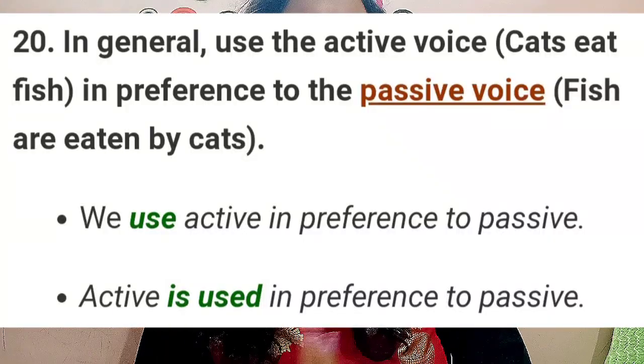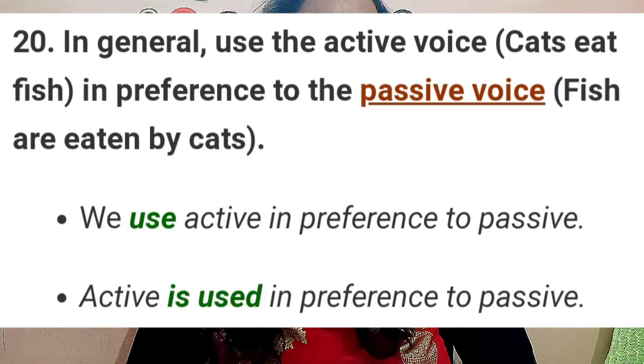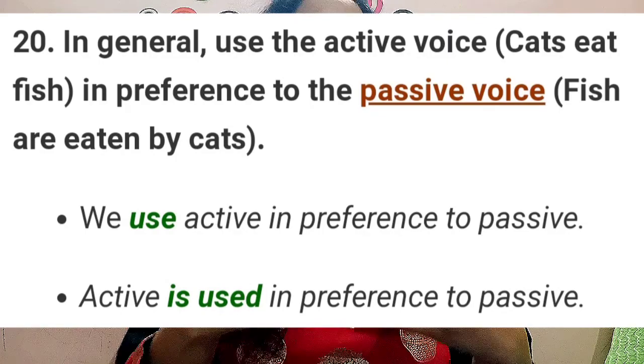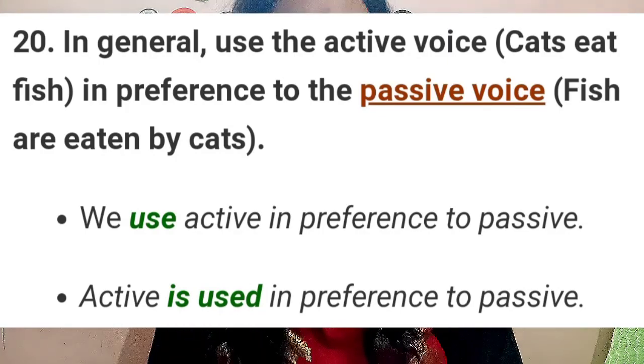The last but not the least. In general, we use the active voice in preference to the passive voice. That is, if I say cats eat fish, that is a much more normal sentence compared to fish are eaten by cats. Okay, so we use active in preference to passive. So we always try to use the active form of the sentence, not the passive.